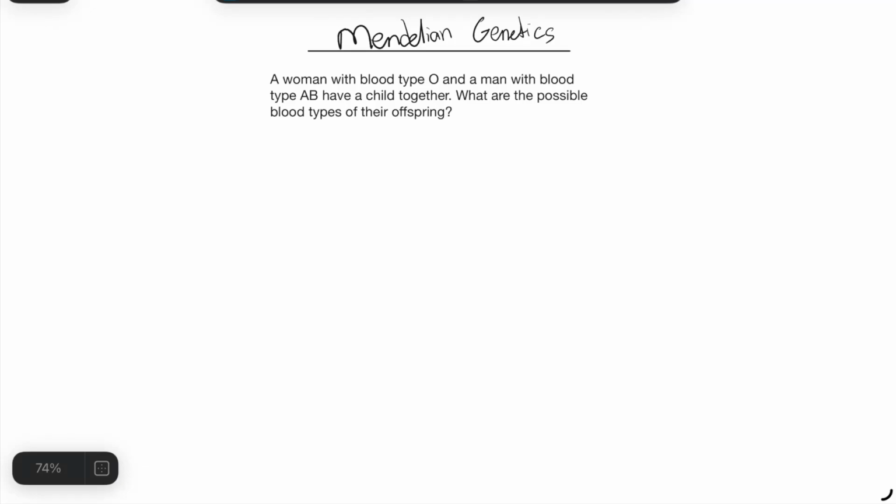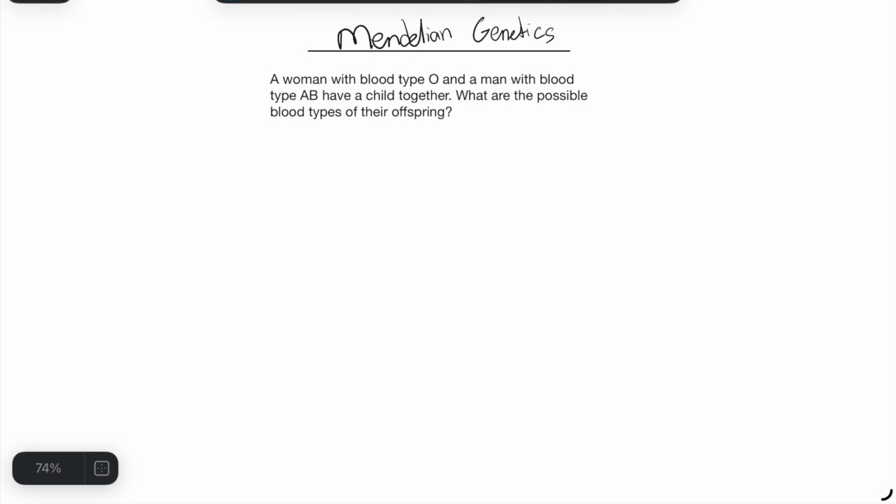A woman with blood type O and a man with blood type AB have a child together. What blood types are possible for their offspring? Now, most students might think that the best way to approach this problem is to just memorize the blood type charts and the patterns that they have.